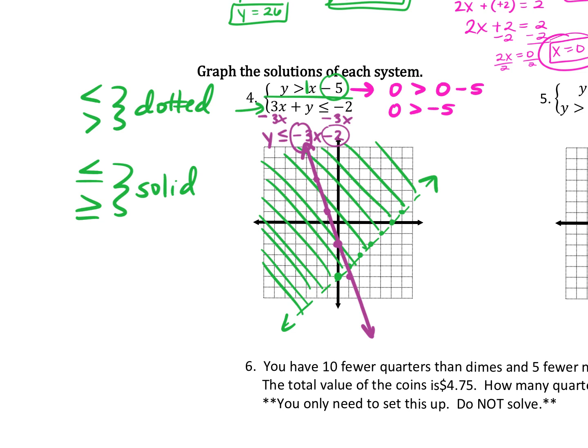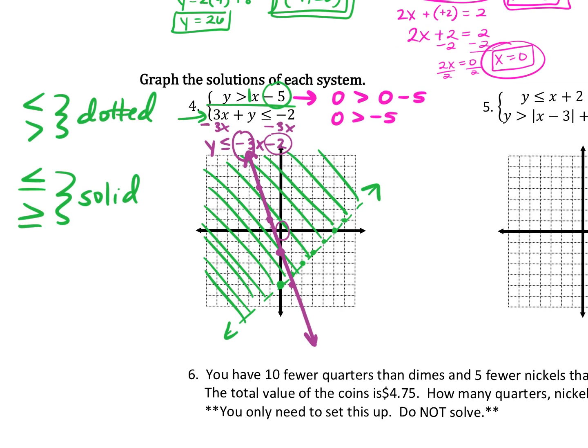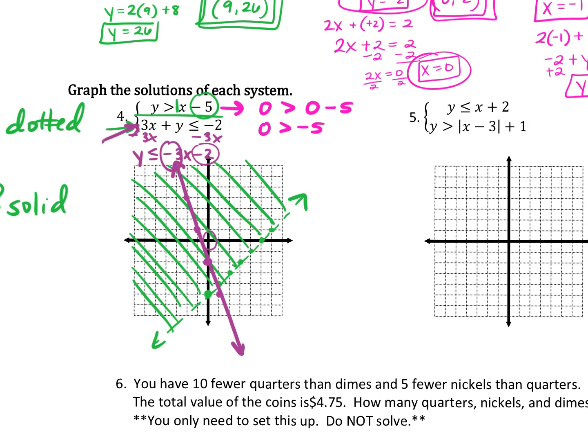Okay, and again, now if we plug in 0, 0, 0, 0 is right there. If you plug in 0, 0, either to the original or to your new equation, I'd probably do it in the original just to be safe in case you messed something up. 3 times 0 plus 0 is less than or equal to negative 2. So 0 plus 0 is 0. 0 is not less than a negative 2. So if 0, 0 is not true, then you shade away from 0, 0. So we're going to shade away over here.